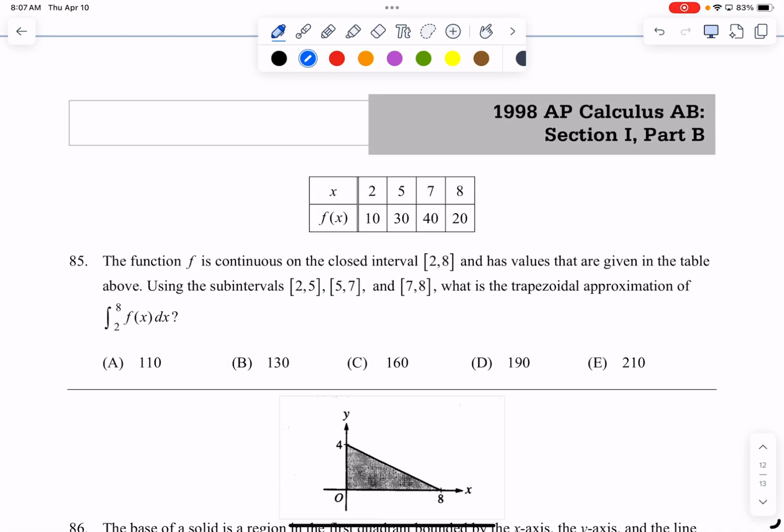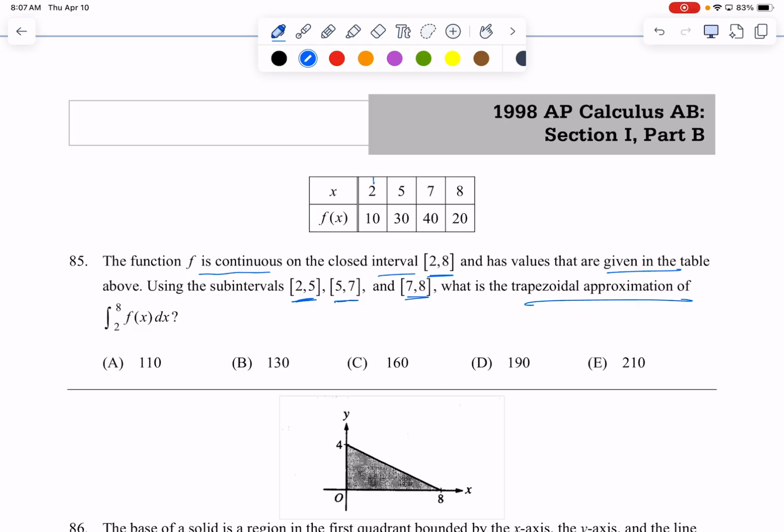This is a good one. F is continuous. You guys should be able to do this one. F is continuous on the closed interval from 2 to 8, no leaky area, and has values given in the table above. Use subintervals 2 to 5, 5 to 7, 7 to 8 with a trapezoid approximation. So we're going to estimate the area using trapezoids. And guess what? They've already subdivided it for you.